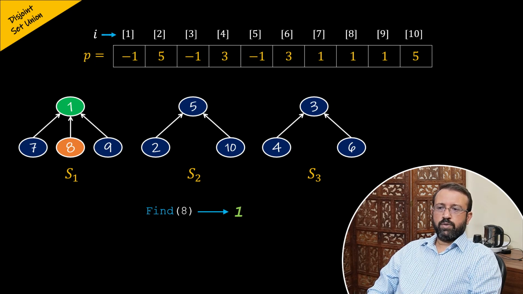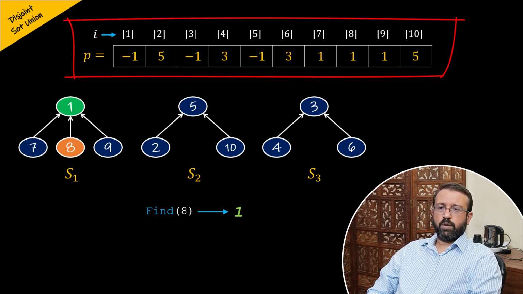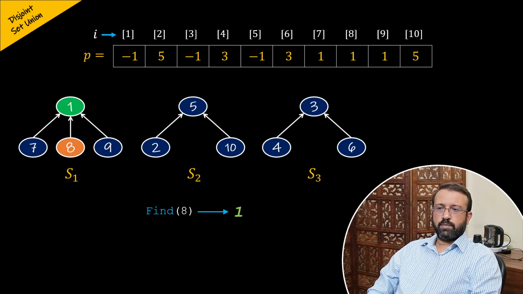Now, how do we use the array P to perform the find operation? A simple solution is to follow the indices of array P from the index I, then the index of its parent, and so on until we reach an index that stores the value -1. Then return that index. So to find element 8, we will look at the value stored at index 8 in the array, which is the parent of node 8.